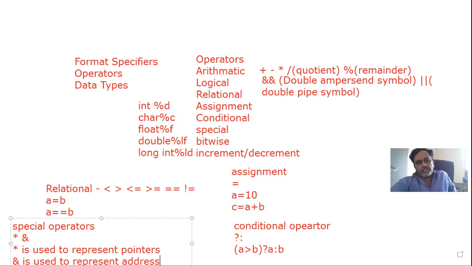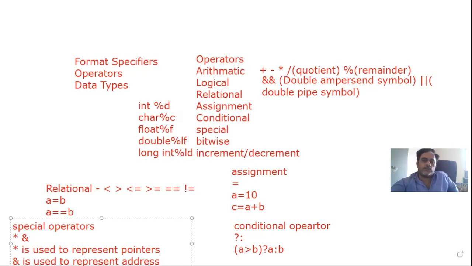In the next session we'll discuss the bitwise operators in detail, because there are so many bitwise operators: AND, OR, XOR, NOR, and more. We also have to discuss increment and decrement operators in later sessions. So the basic operators are arithmetic, logical, relational, assignment, conditional, special, bitwise, and increment and decrement operators.